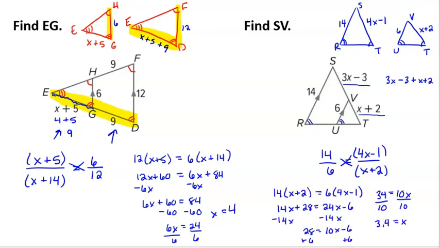And so for this one, I get x is equal to 3.4, a really nice decimal. And then I'm just going to plug it back into SV because that's what it's asking for. And so SV is 3x minus 3. And so now I have 3 times 3.4 minus 3. And 3 times 3.4 is going to give me 10.2. Minus 3 is going to be 7.2, and so that's going to be my answer.